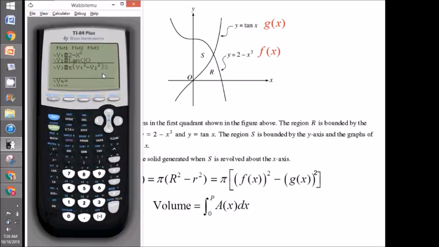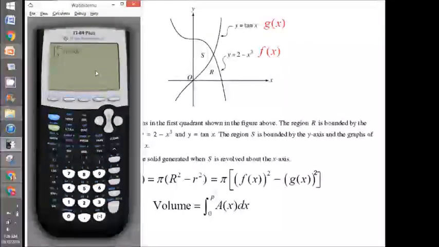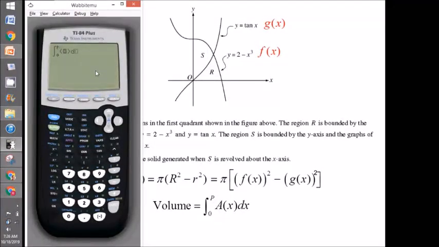To make my life a little less hectic, I'm actually going to put in y3 this area formula that I just created. So I've got pi times f of x squared minus g of x squared. And then let me get out of there, and I'm going to do the integral. So math 9 from, we said 0 to p, so alpha p. And then I'm just going to do alpha trace y3, where I just stored that area function, dx. And that's going to come out to 8.332.